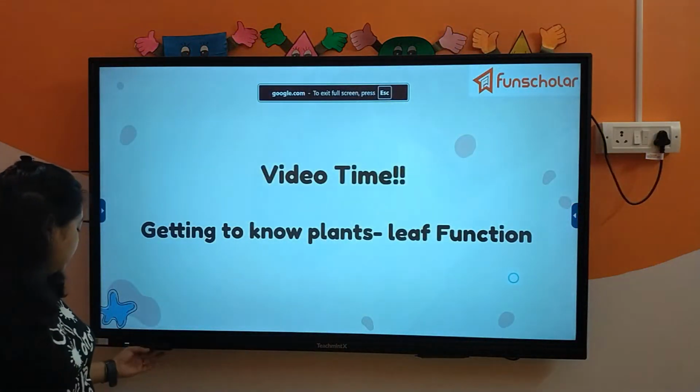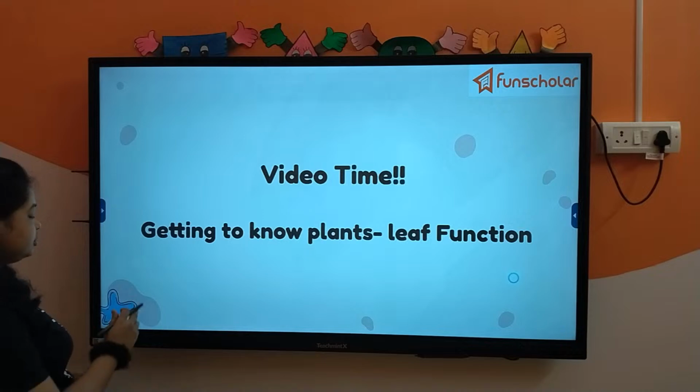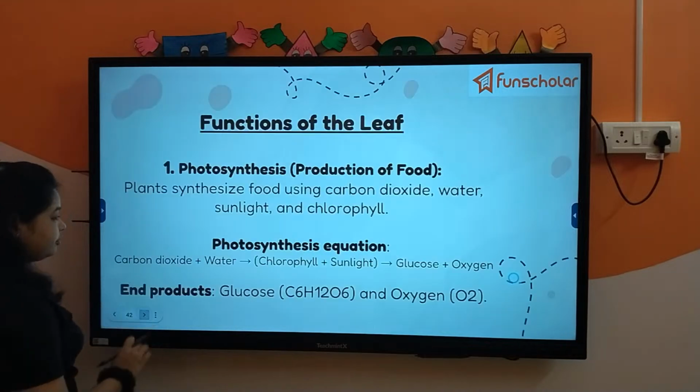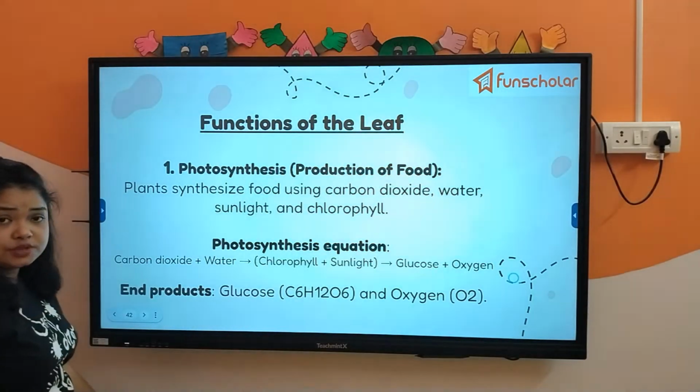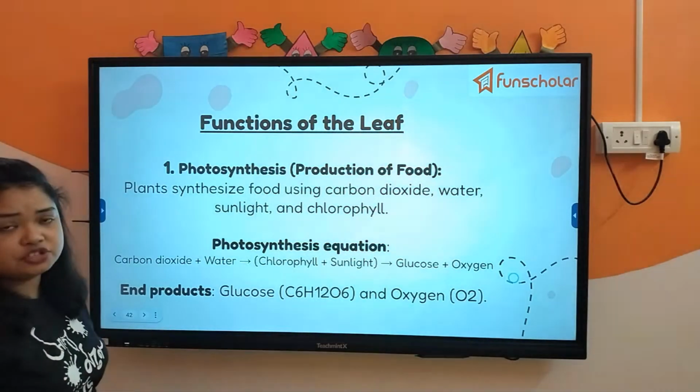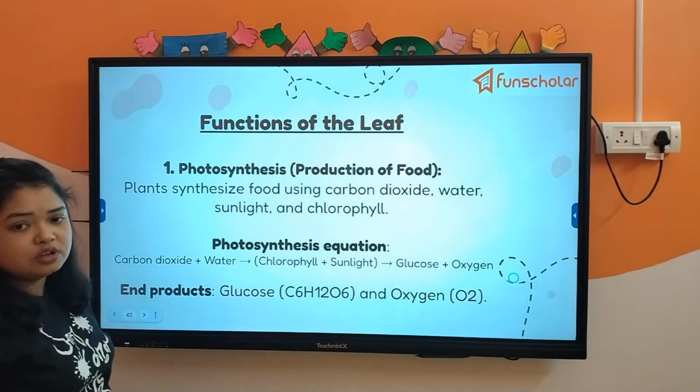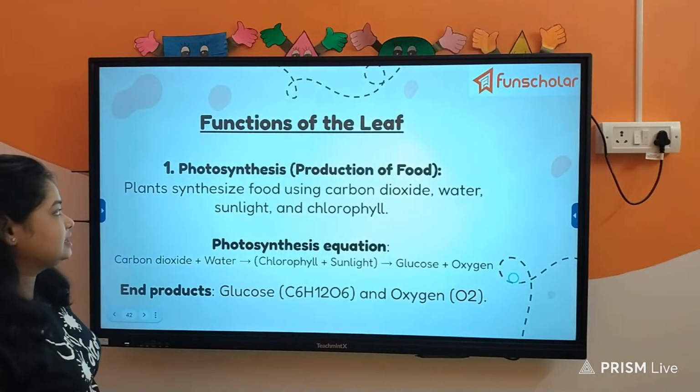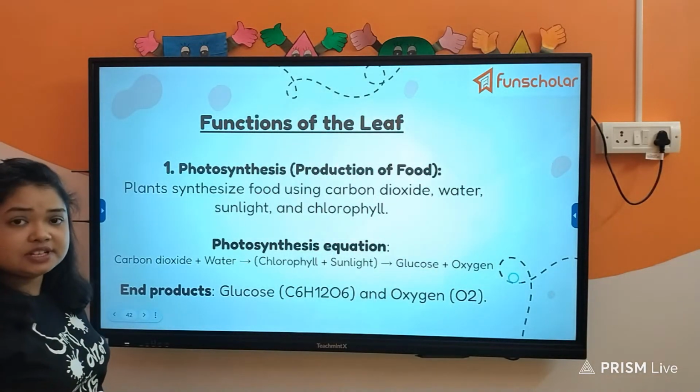So you have understood the basic functions of the leaves apart from photosynthesis. Of course, photosynthesis is the primary function of leaves, but apart from it also, leaves perform other functions. Let's understand those functions a bit more.